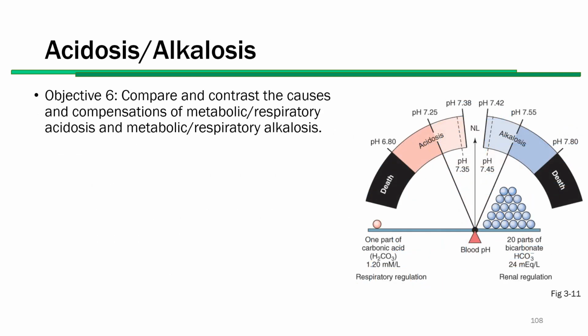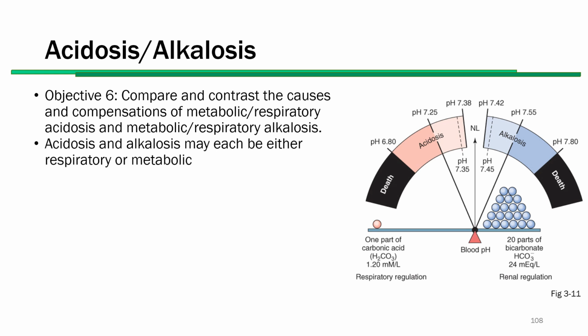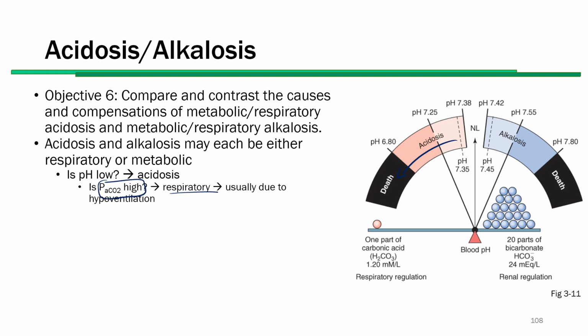Objective 6, compare and contrast the causes and compensations of metabolic and respiratory acidosis and metabolic and respiratory alkalosis. Acidosis and alkalosis may each be either respiratory or metabolic. Is the pH low? So are we going in this direction? That's acidosis. Is the pH high? Alkalosis. If the pH is low, the next thing we look at is what's the carbon dioxide doing? Is the pressure of arterial carbon dioxide high? That means we're retaining too much, so it's respiratory, usually due to hypoventilation, where we're not breathing it off fast enough. Metabolic may be due to elevation in any non-carbonic metabolic acid, lactic, phosphoric, keto, and that's a little bit harder to untangle.